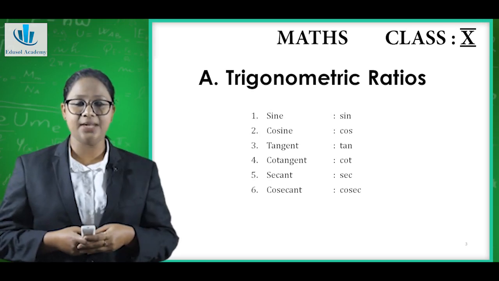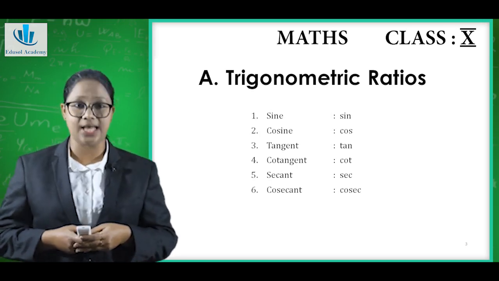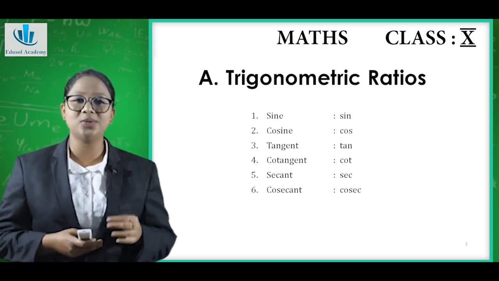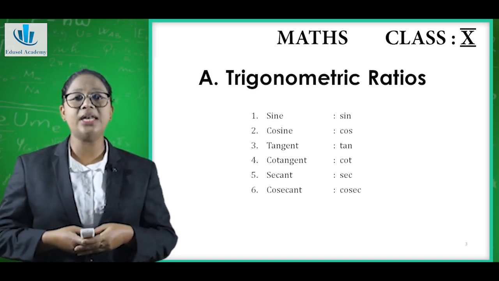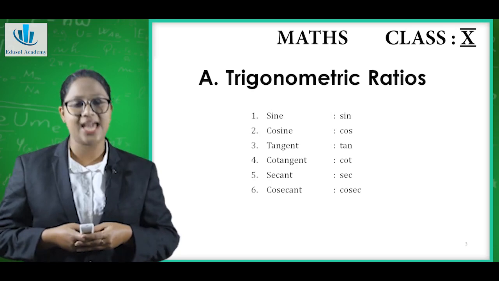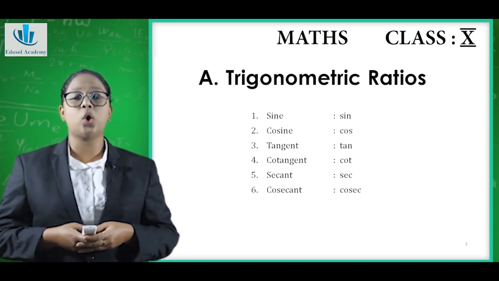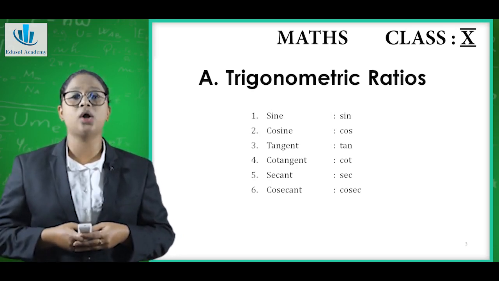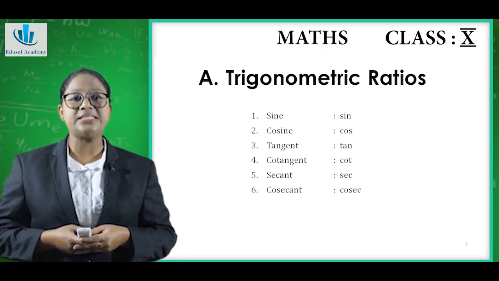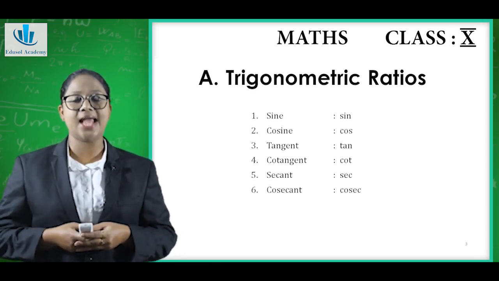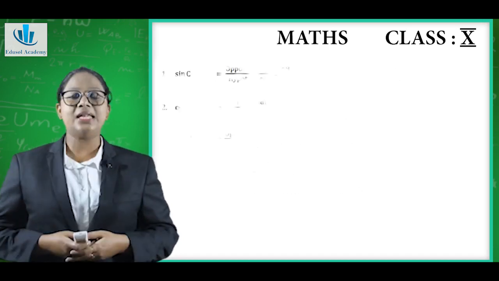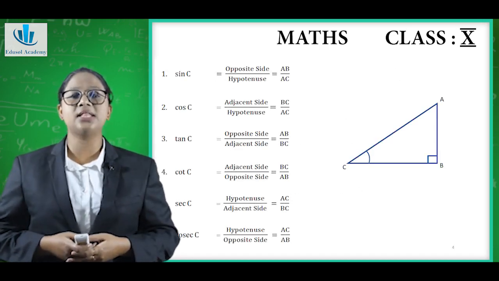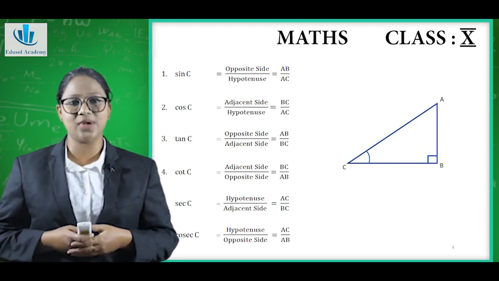So first one is sine, second one is cosine, denoted using cos, or we only say cos. Now the third one is called tangent or tan. Fourth one is called cotangent or cot. Fifth is secant or sec, and the last is cosecant or cosec. Enough with the names. Let's have a look at the definitions of all these 6 ratios.